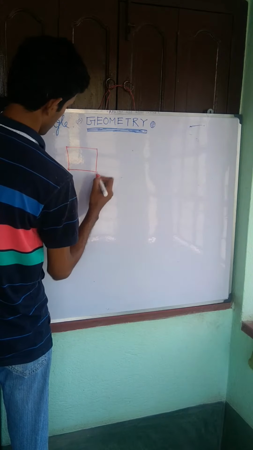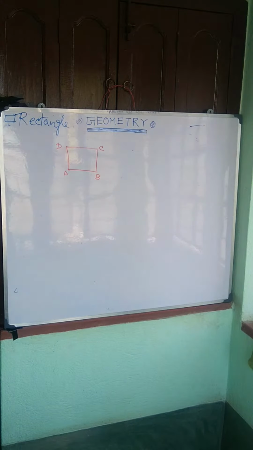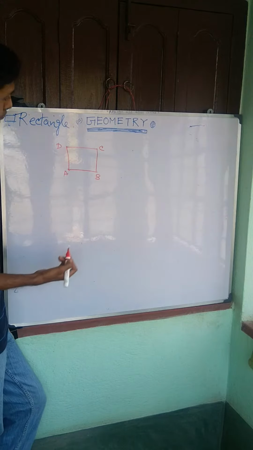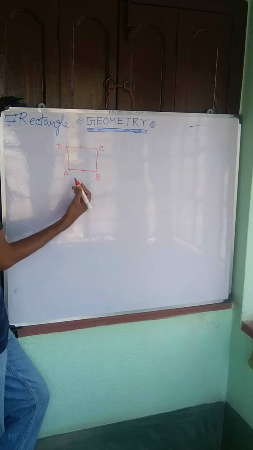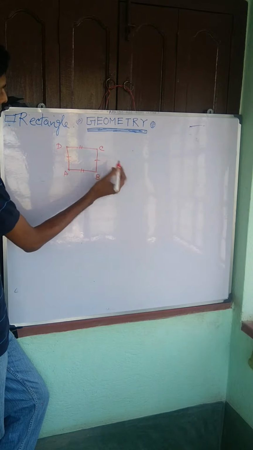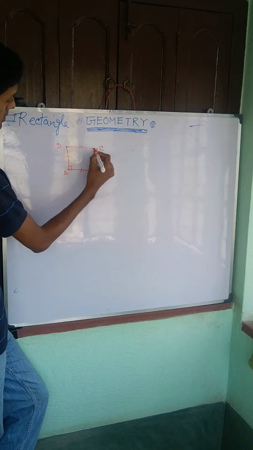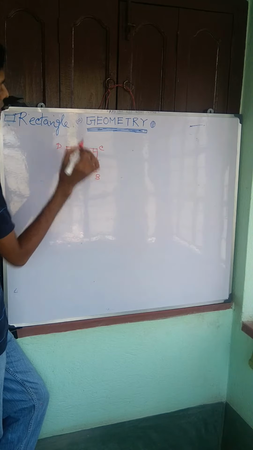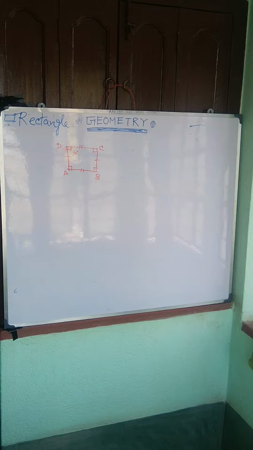So this is a rectangle. In a rectangle, the opposite sides are parallel and equal, like a parallelogram, and all four angles are 90 degrees. This sign indicates 90 degrees. Okay.